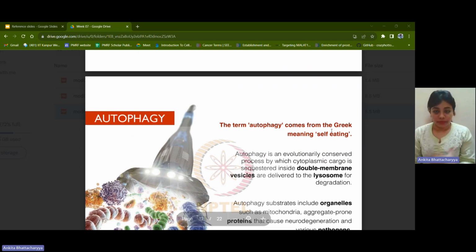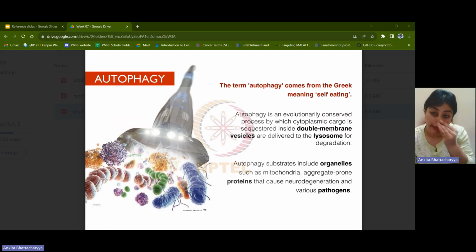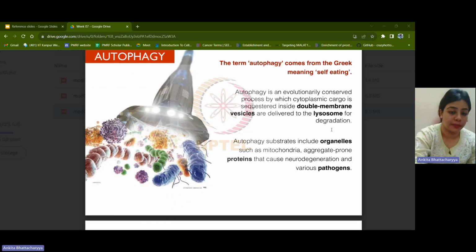And the term itself comes from the Greek, its etymology lies with the Greek origin, meaning self-eating. So autophagy is an evolutionarily conserved process by which cellular cargo or cytoplasmic cargo is sequestered inside double membranous vesicles that are delivered to the lysosome for degradation. And autophagy substrates include organelles like mitochondria, aggregate-prone proteins that cause neurodegeneration, and various other proteins as well.